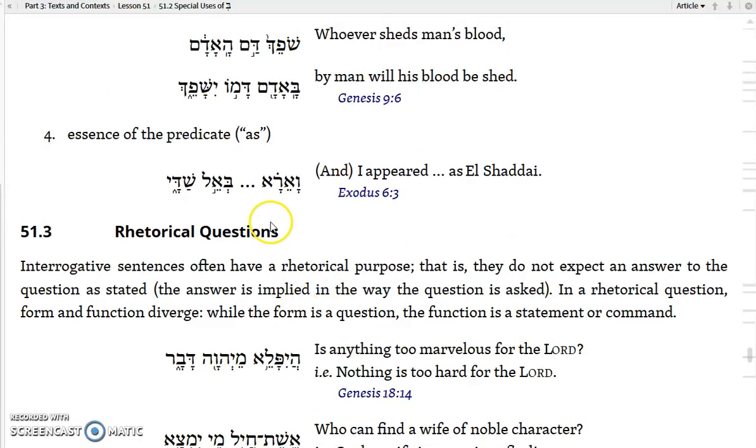The fourth one is the bet of essence, in which case you would translate it as. And so you get va'era, and I will appear, be'El Shaddai. I will appear in the form of El Shaddai, or I will appear as El Shaddai. And so that's yet another usage of bet.